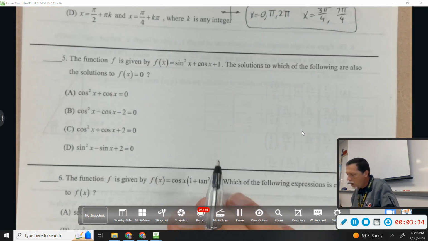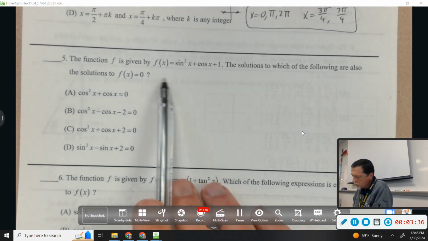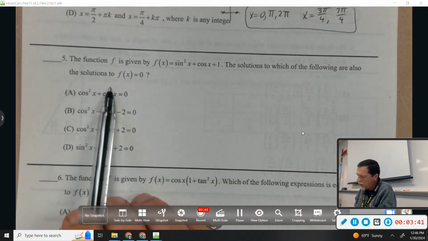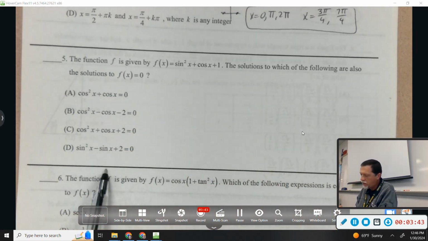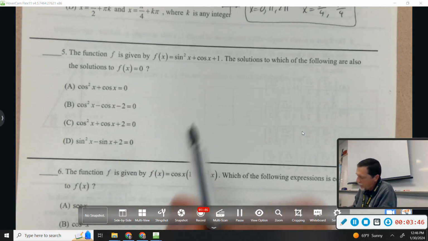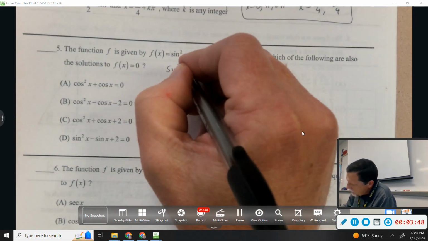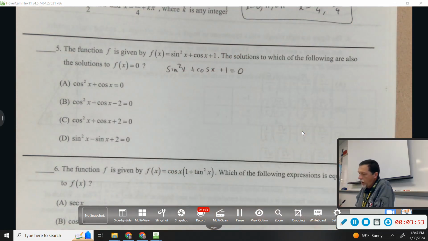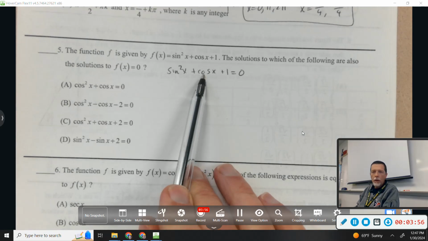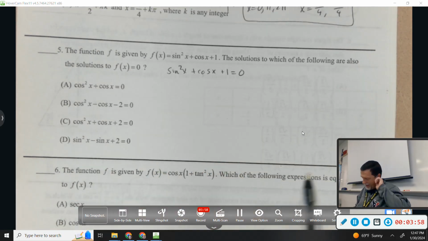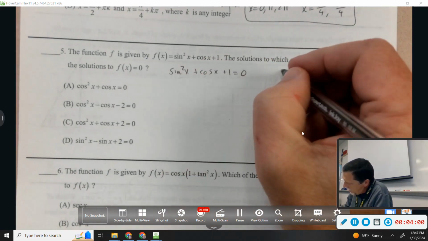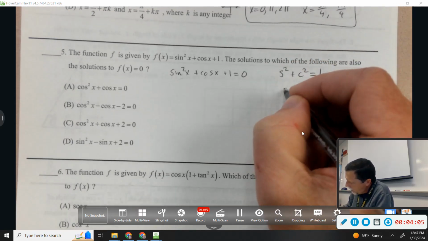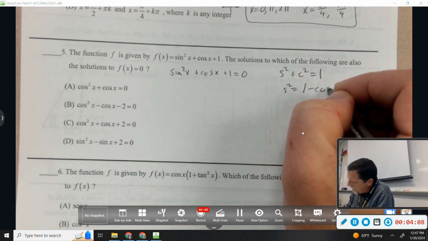Number 5. A function given by that thing. The solutions, this is the same kind of question. So which of these equations give me the same set of answers as this equation? So I think I'll approach it the same way. We'll solve this one, and then we'll see who matches. Well, can't solve that one yet, but I know that sine squared plus cosine squared is 1. So sine squared is 1 minus cosine squared.